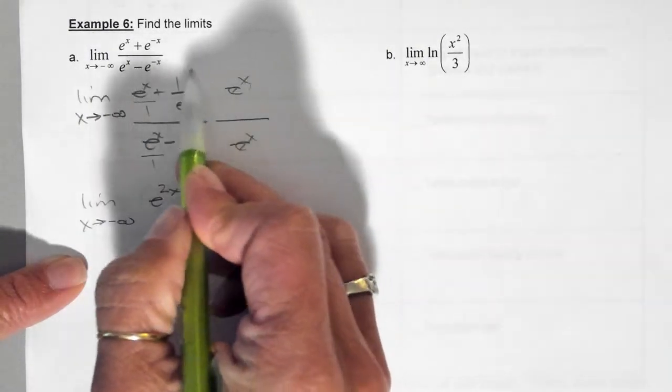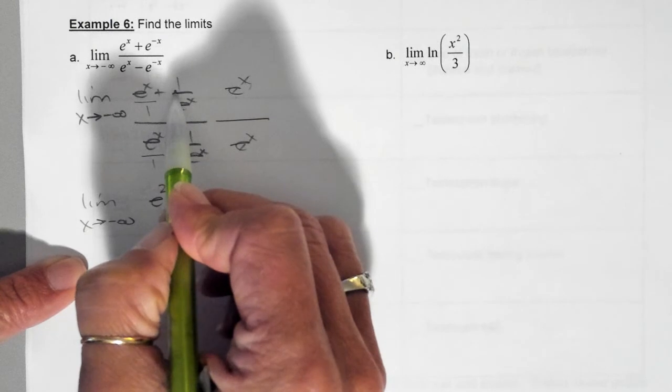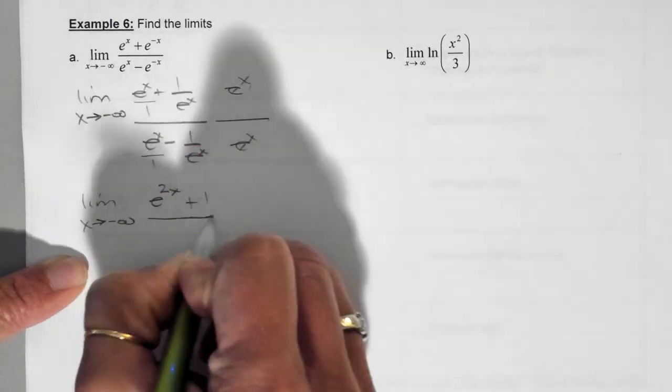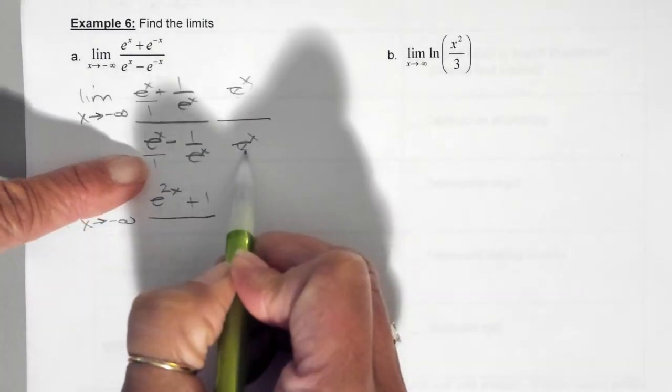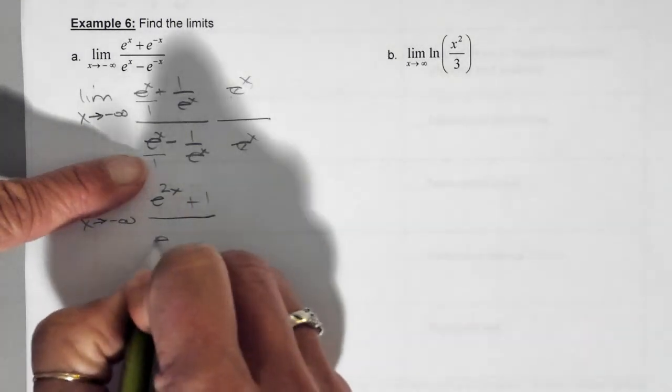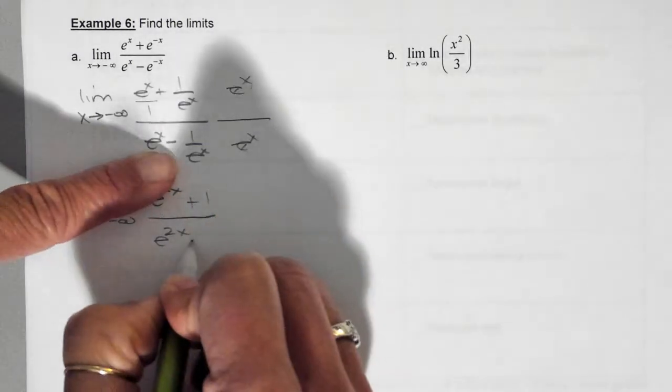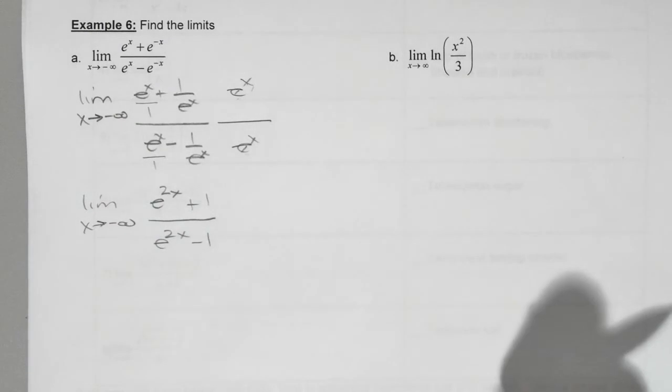What is e to the x times 1 over e to the x? Nice. Plus 1 over, okay, what about the bottom? What do I get here? E to the 2x minus 1. Agree? Okay, so the complex fraction is gone.